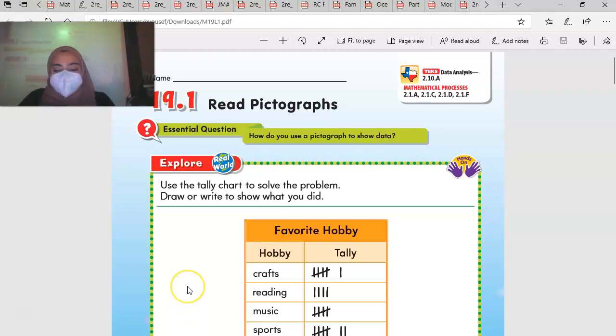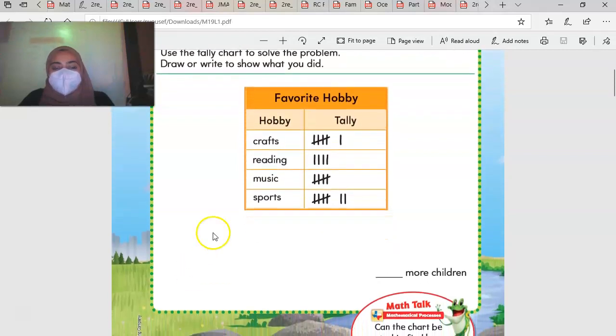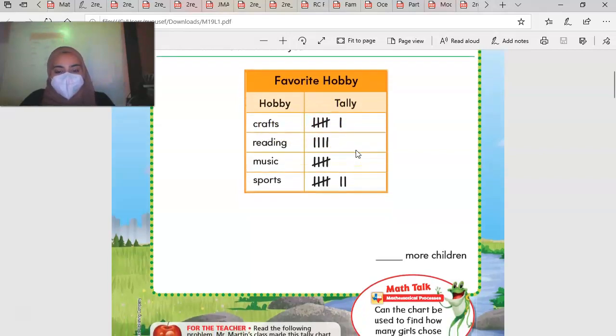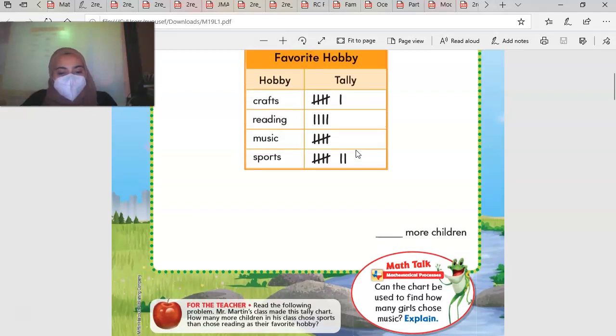So it says favorite hobby. The hobbies are crafts, reading, music, and sports. Hobby is something that you like to do. And then they tallied everyone's answers, the people that like crafts, reading, music, and sports, everyone's opinion. Mr. Martin's class made this tally chart. How many more children in his class chose sports than chose reading as their favorite hobby?